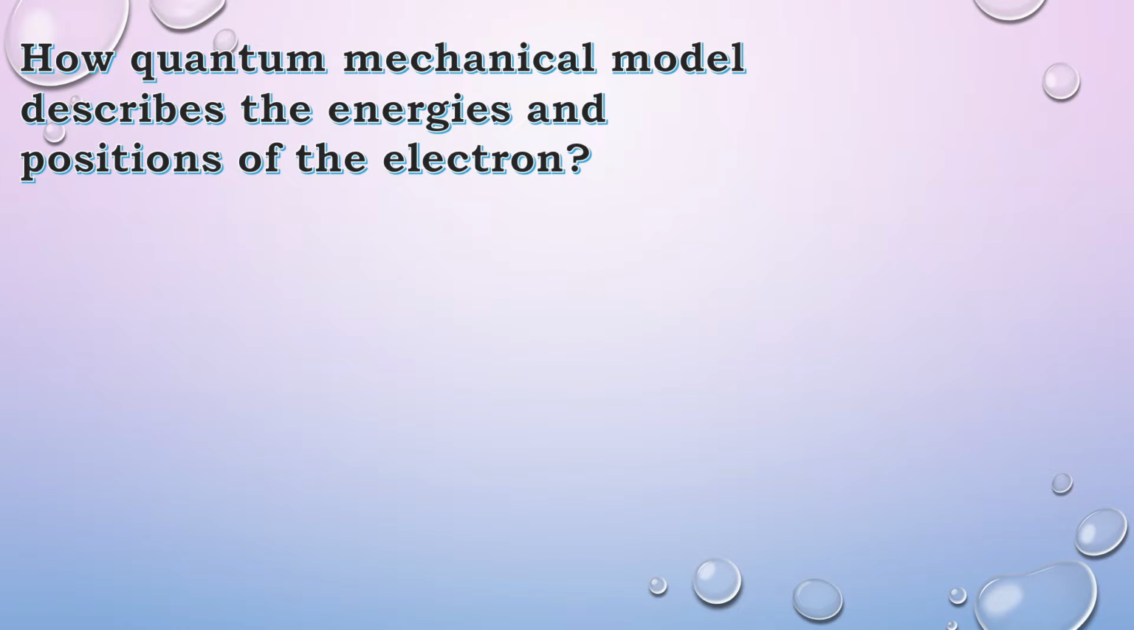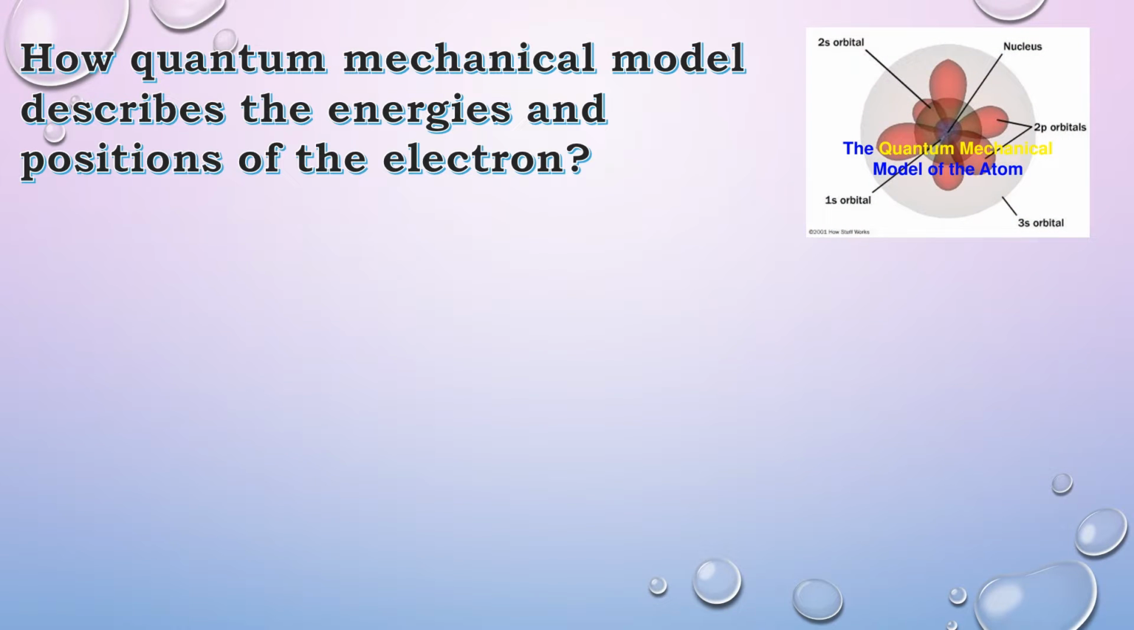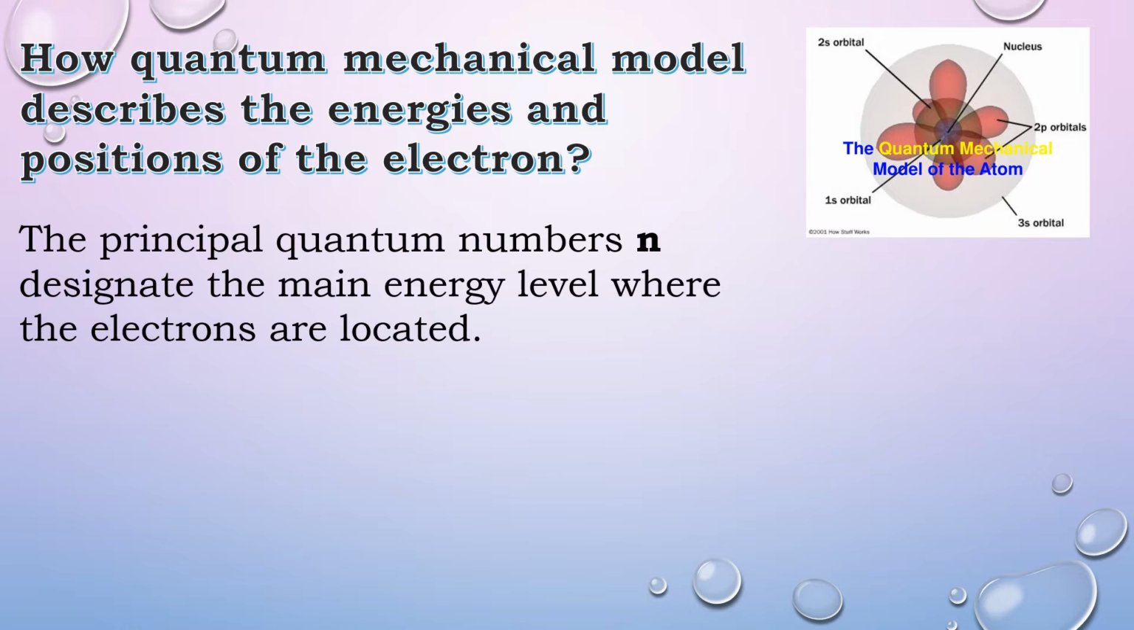How does the quantum mechanical model describe the energies and positions of the electron? In the picture, it shows the quantum mechanical model of an atom. There is the nucleus at the central part. We also have the different orbitals and the energy levels from first to third energy levels.